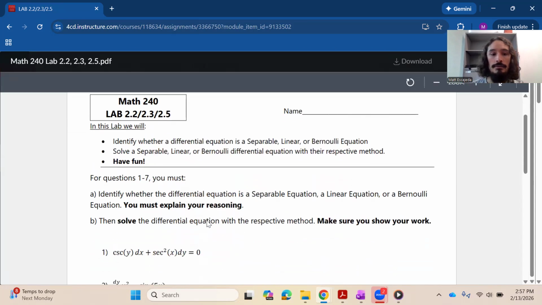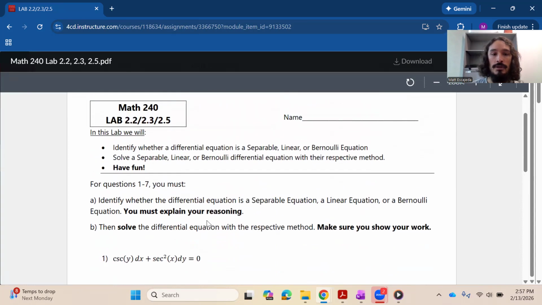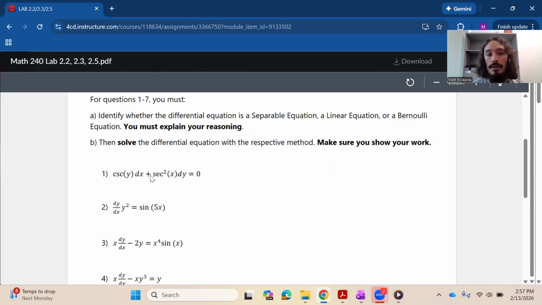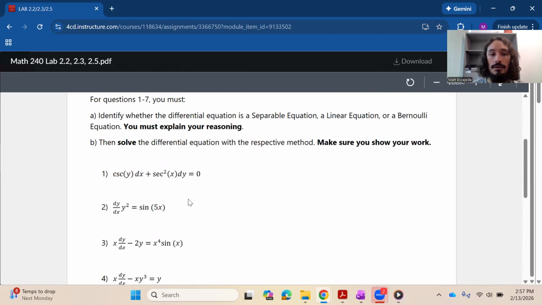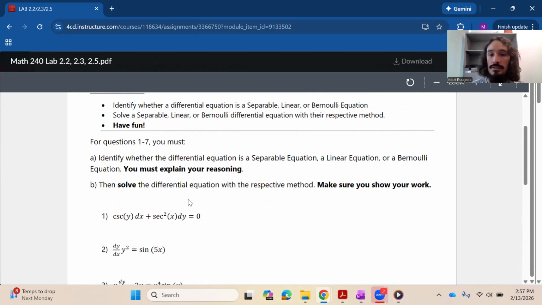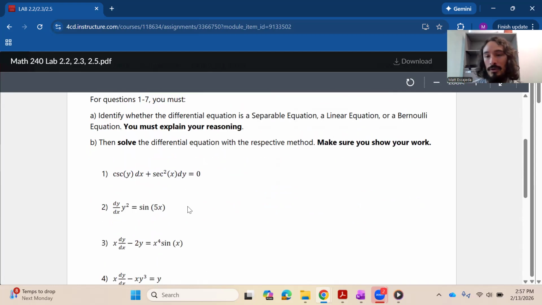The main goal is for you to be able to identify whether a differential equation is separable or linear or Bernoulli. So you want to be able to identify for 1 through 7, which one is it? Is it linear? Is it separable? Is it Bernoulli? It can't be more than one. All of these are just one of each.